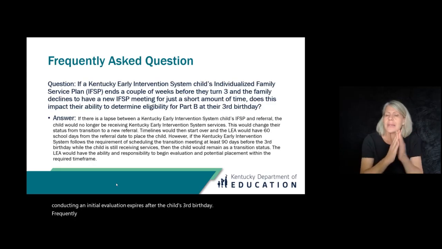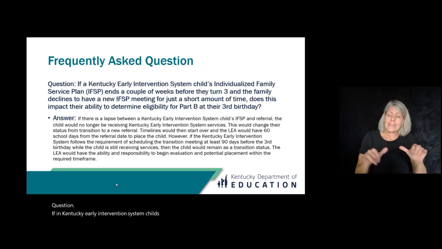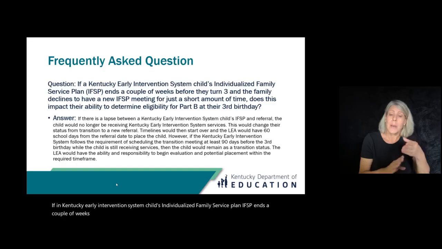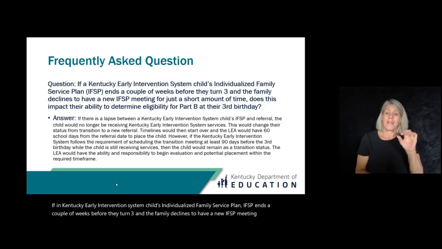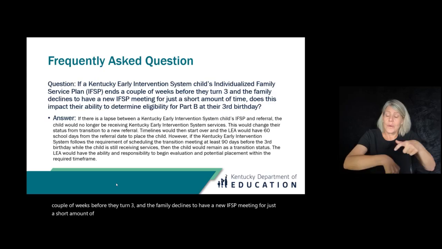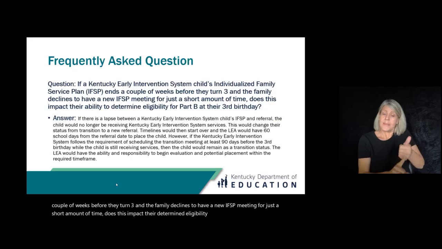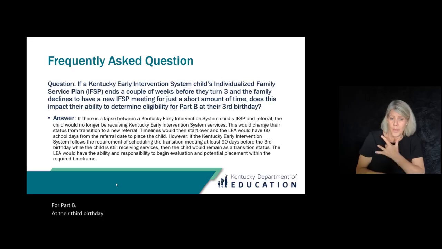Frequently asked question. Question. If a Kentucky Early Intervention System child's Individualized Family Service Plan, IFSP, ends a couple of weeks before they turn 3 and the family declines to have a new IFSP meeting for just a short amount of time, does this impact their determined eligibility for Part B at their third birthday? Answer.